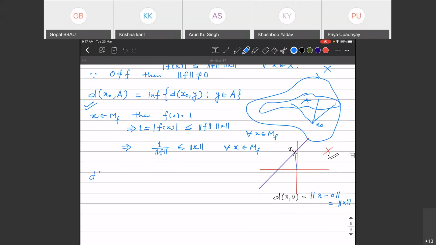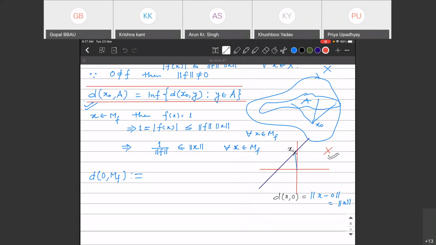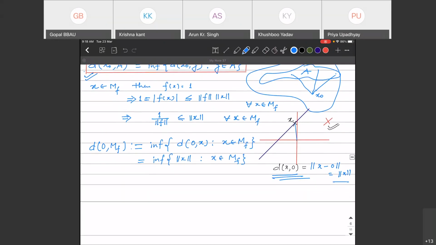So what would be d0 of MF by definition? Use this definition. So what would be d0 of MF? This is nothing but the infimum of d(0, x), where x belongs to MF. You have correctly guessed what d(0, x) is. This is actually norm of x.